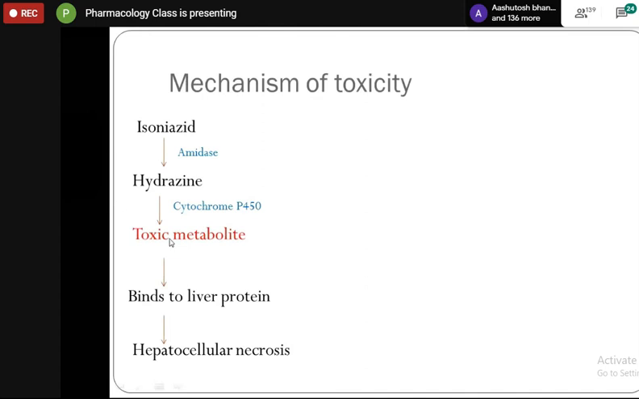Now, this will be binding to the liver proteins again, and they can cause hepatocellular necrosis. So you see, there is a process which is very common in all those toxicity mechanisms: inside the liver, they are being metabolized, getting converted to a toxic metabolite, and either they will initiate an immunogenic reaction or can directly bind to the liver protein and start damaging the liver cells.